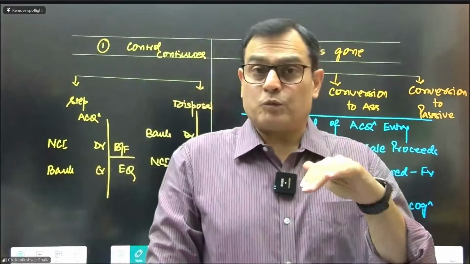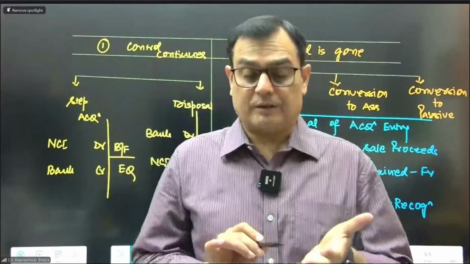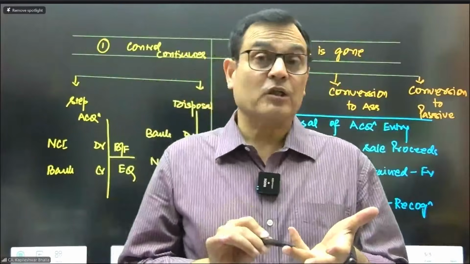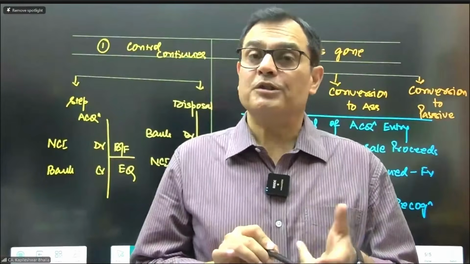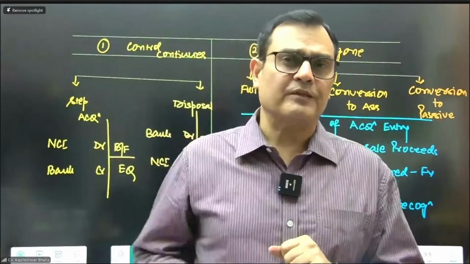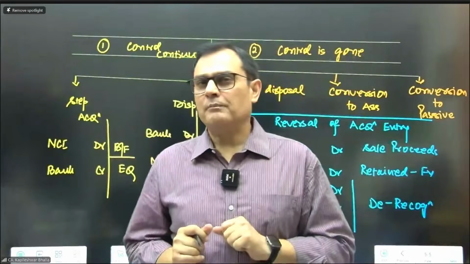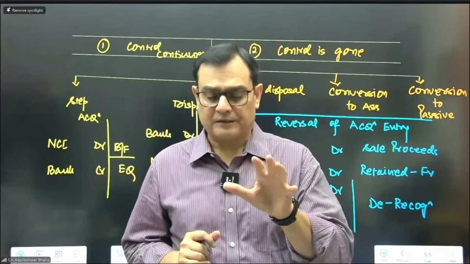So Ind AS 110 gets consolidated in my mind in terms of three blocks: the control assessment, the consolidation of the balance sheet and the income statement, and the changes in the ownership interest, which the mind maps have covered. Now, let's focus on associates, and come back again to the balance sheet and the P&L from the associate perspective.